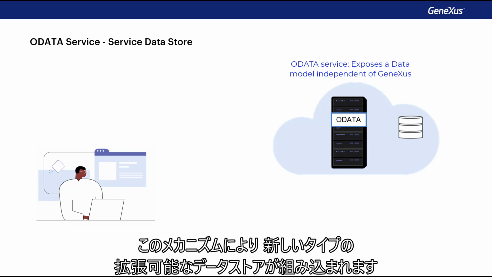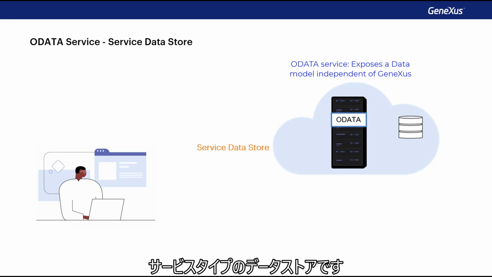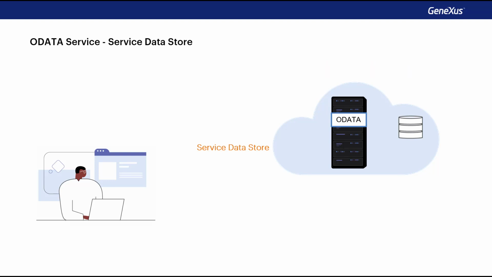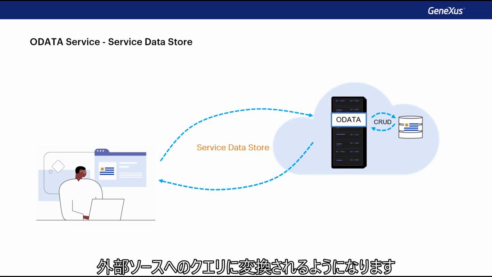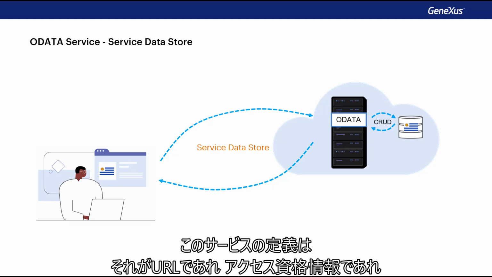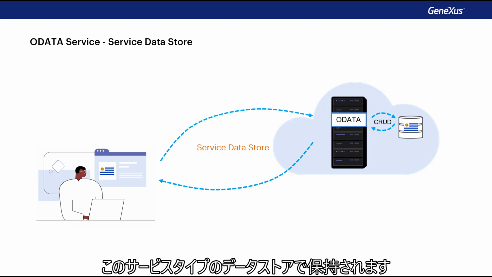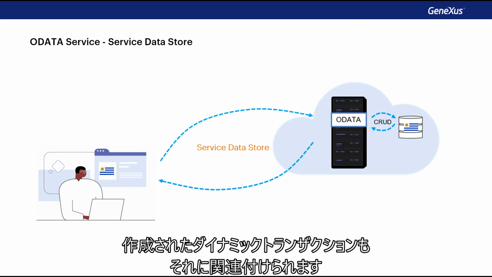This mechanism incorporates a new type of extensible data store, the service-type data store. In this way, a GeneXus navigation can be calculated on this data store and then translated into a query to the external source. The definition of this service, be it the URL, the access credentials, and so on, remain in this service-type data store, and the dynamic transactions created are also associated with it.